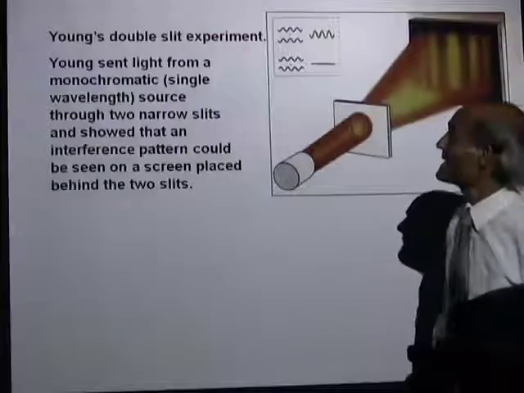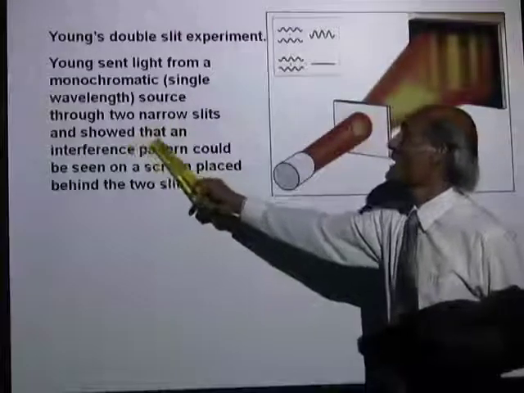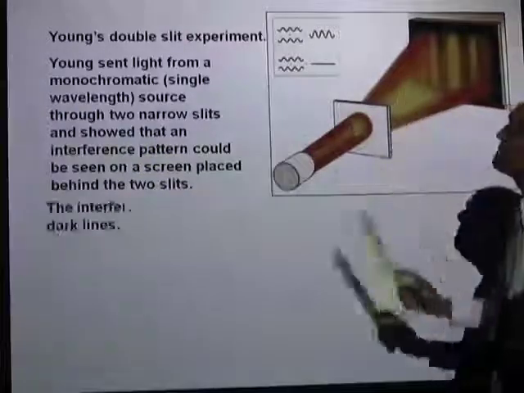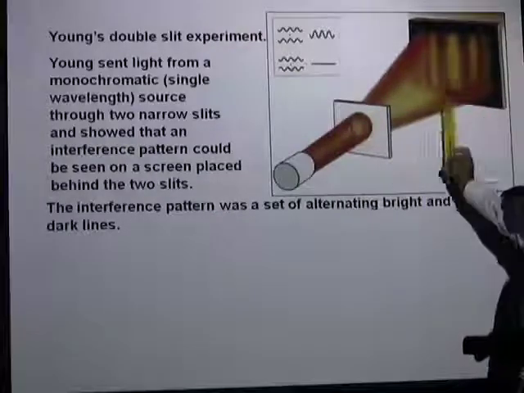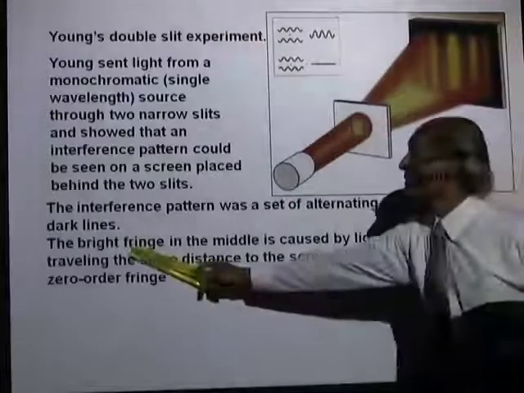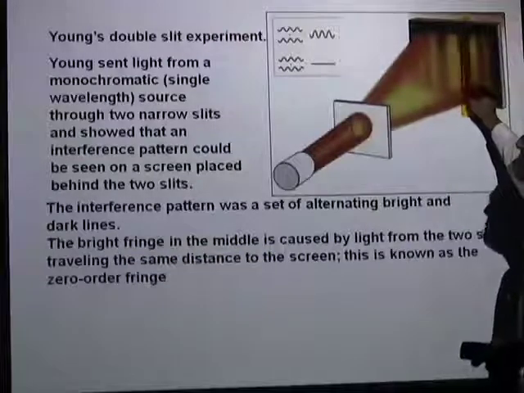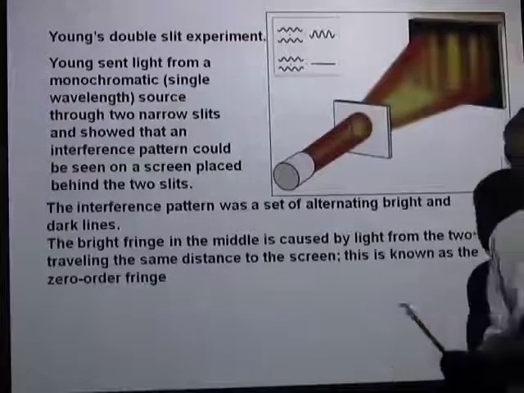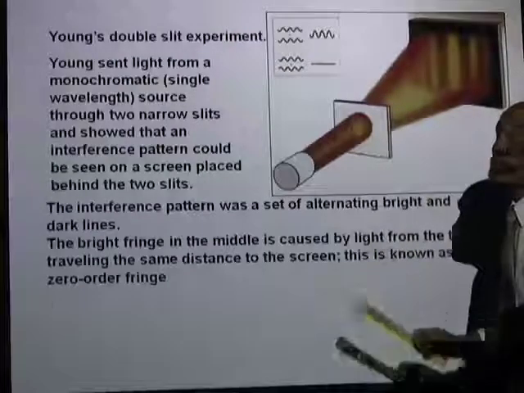So Young sent light from a monochromatic source through two narrow slits and showed that interference patterns can be seen on a screen placed behind it. The interference pattern was a set of alternating bright and dark lines. The bright fringe in the middle is caused by light from the two sources traveling to the screen the same distance. In other words, there's no phase difference. That's called the zero order fringe.